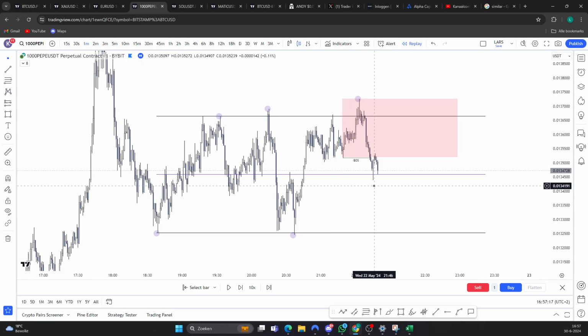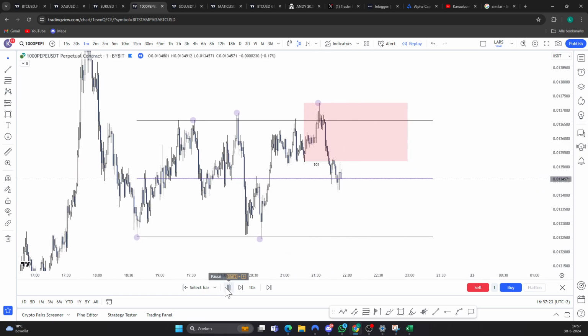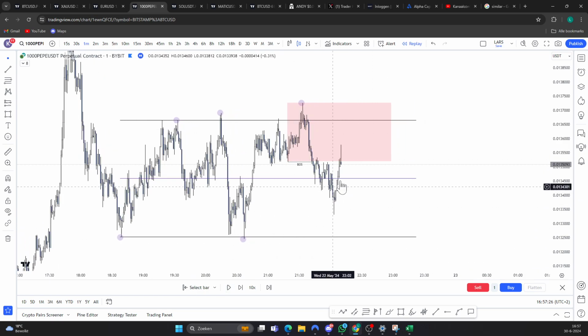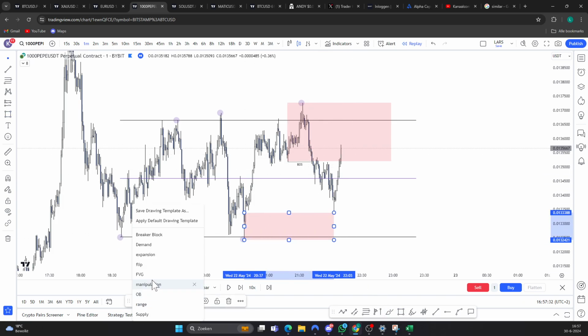And the timing is off because it's a bit before 10. So, don't really like this trade. Let's see what happens. What you would do here, there you go. Look at that. You tap this demand zone.